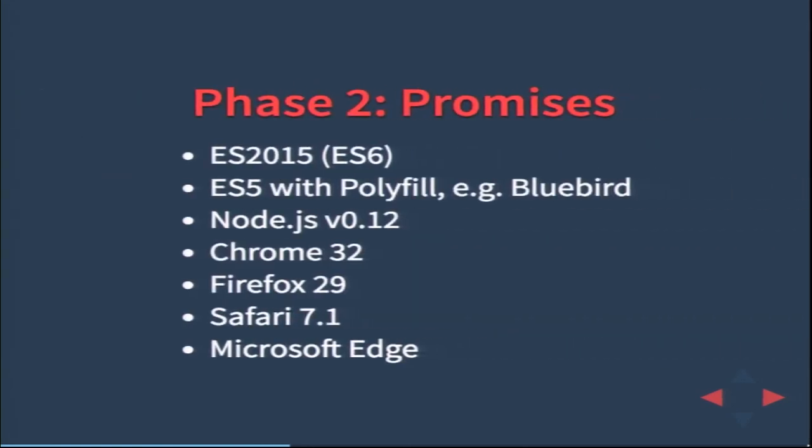And so phase 2, we have something called promises. This was introduced in ES2015. Of course, promises didn't introduce a new syntax, so we're able to polyfill it. And so anybody here use Bluebird? Cool, a few of us. Yep, so Bluebird is probably the most popular promise polyfill.